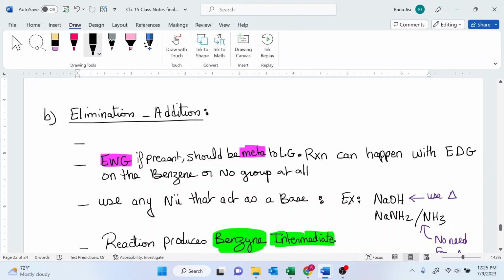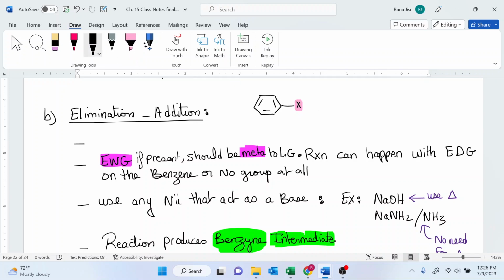The second type of nucleophilic aromatic substitution is elimination addition. In this type of reaction, you start with a benzene, and the benzene should have either an electron donating group or an electron withdrawing group on it. Of course, you need to have your halogen in there. So the halogen is a must because this is where you're doing the substitution.